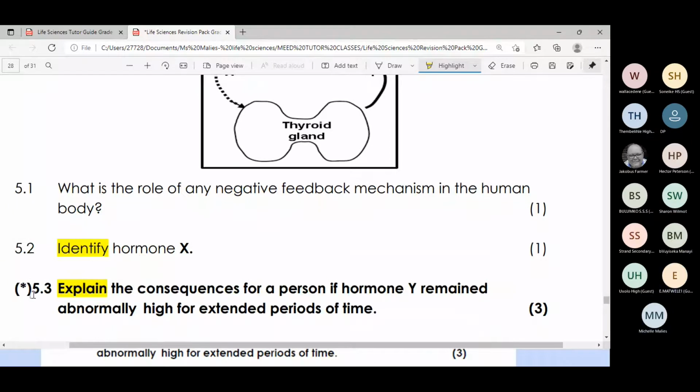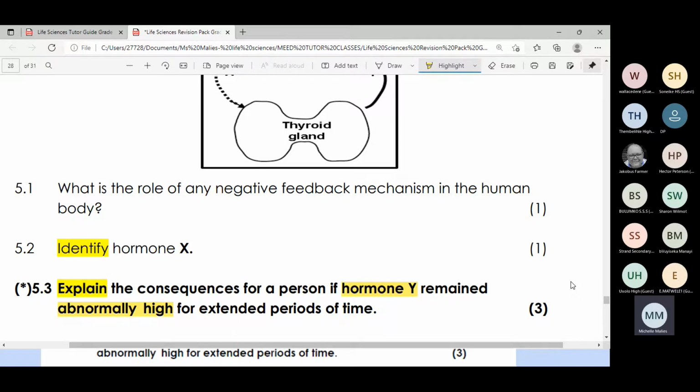Then 5.3, and it's a higher order question. Explain the consequence to a person if hormone Y remained abnormally high. And there is the keyword: hormone Y is abnormally high, so it has increased above normal for extended periods of time. 3 marks. So grade 12, these 3 questions will only take you 5 minutes.